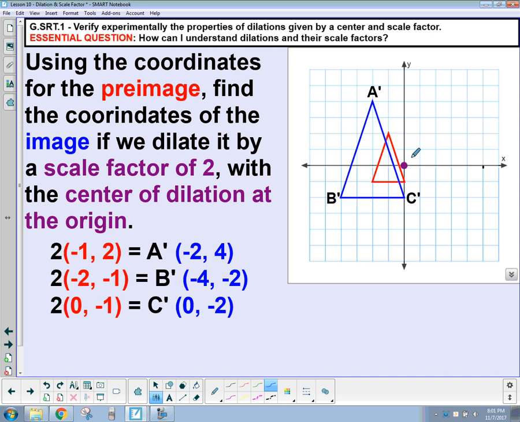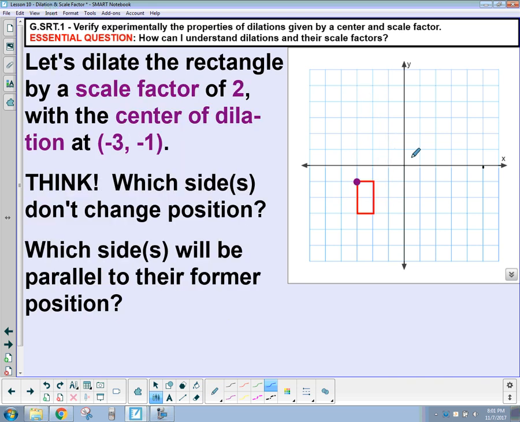So, let's dilate the rectangle by scale factor 2. The center of dilation is -3, -1. So you just count. It is going to get bigger because it's greater than 1, but this is your center of dilation. This side and this side are not going to move. This side and this side will, but just count. You got 1 here, 2 here, times those, so count 1, 2, 1, 2, 3, 4. Kind of missed it. There we go. But you're right, it should get bigger.